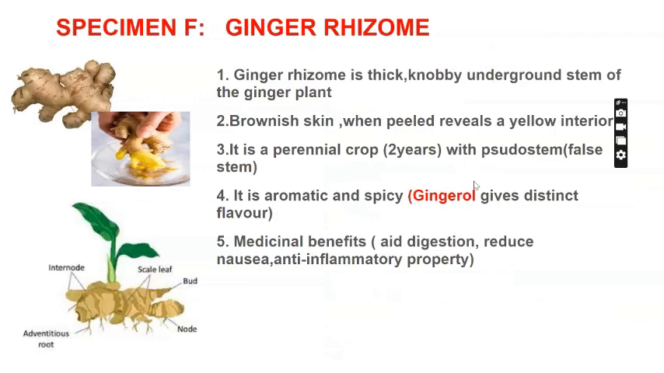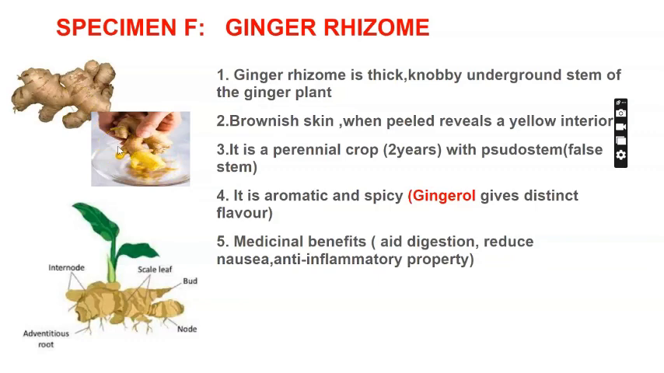Now the specimen F, which is the ginger rhizome. If you are asked to describe a ginger rhizome, know that the ginger rhizome is a thick, knobby underground stem of the ginger plant. Look at it. It has a brownish skin. When peeled, it reveals a yellow interior. This is how the inside of a ginger looks, and that is the outside of the ginger.